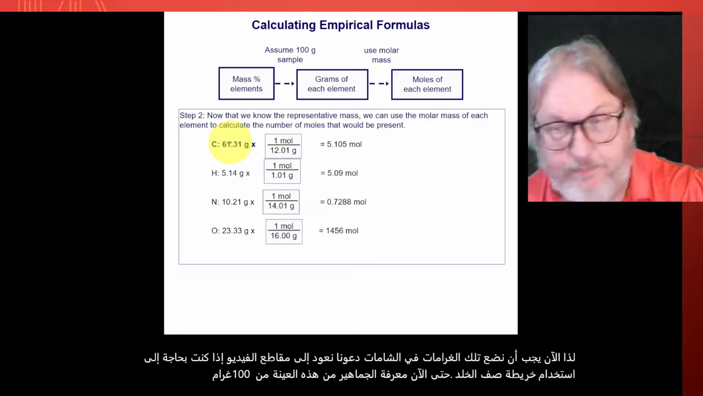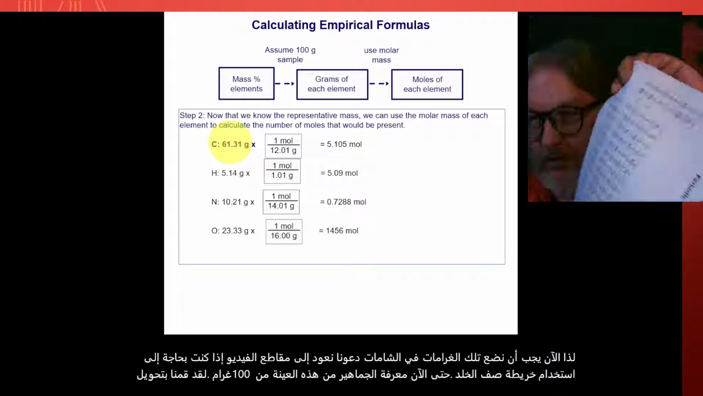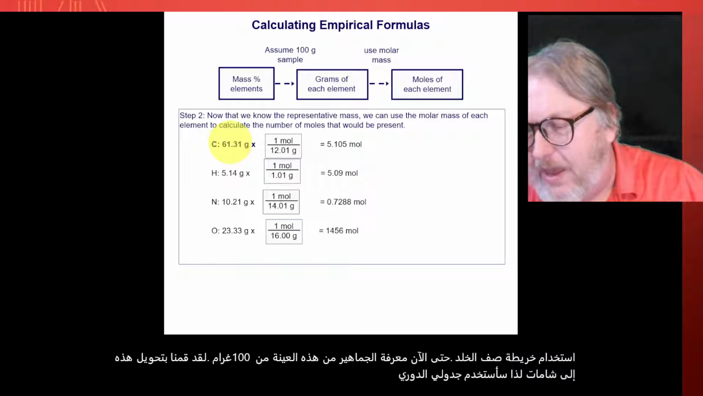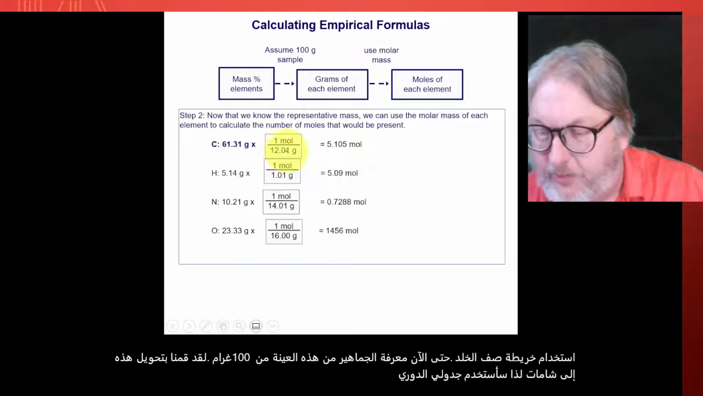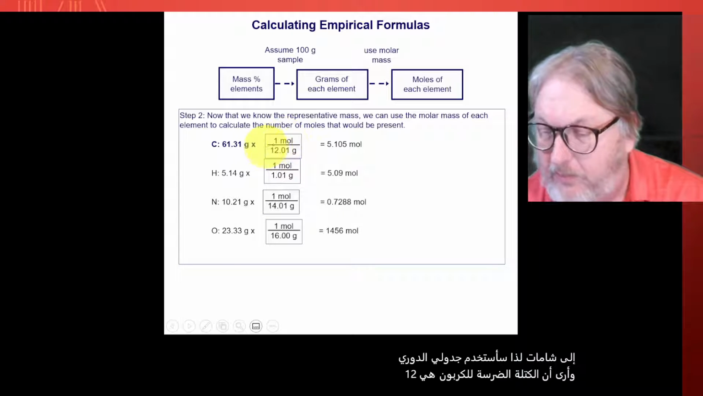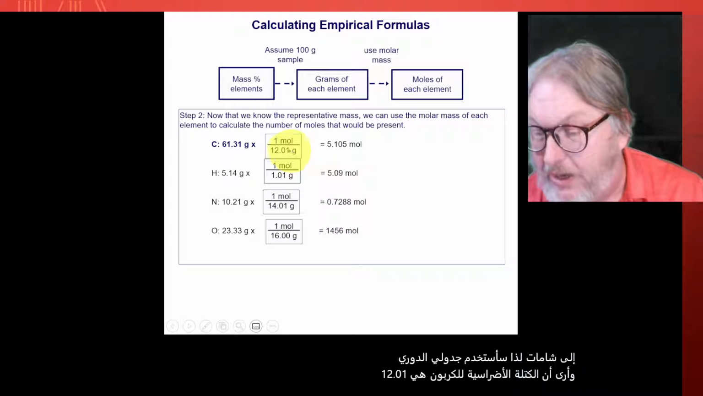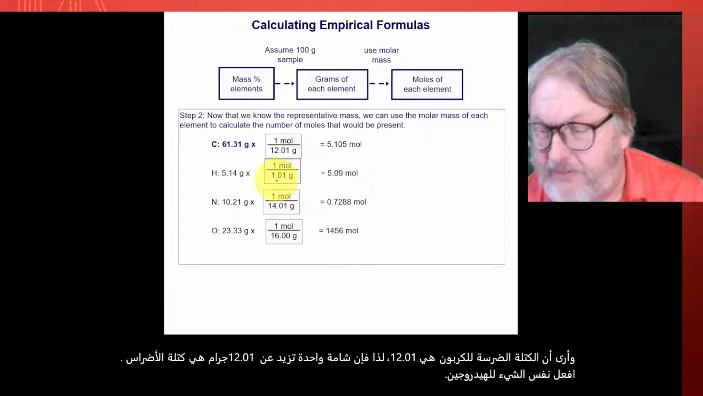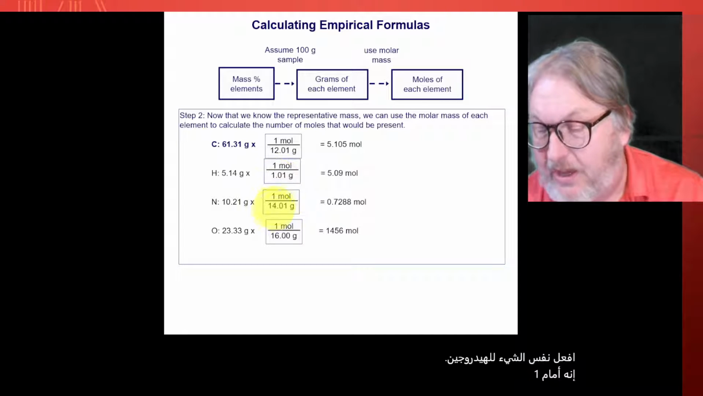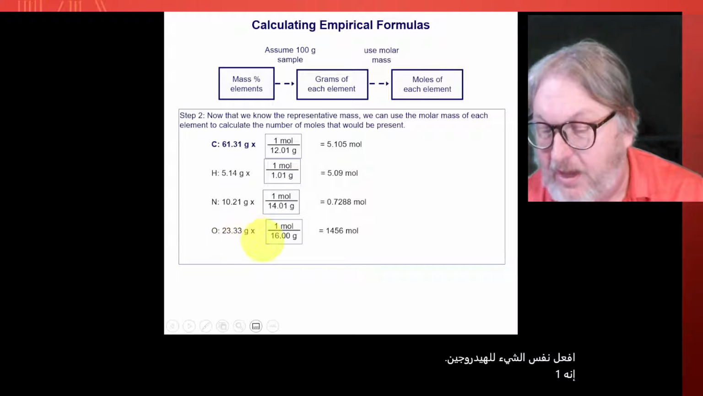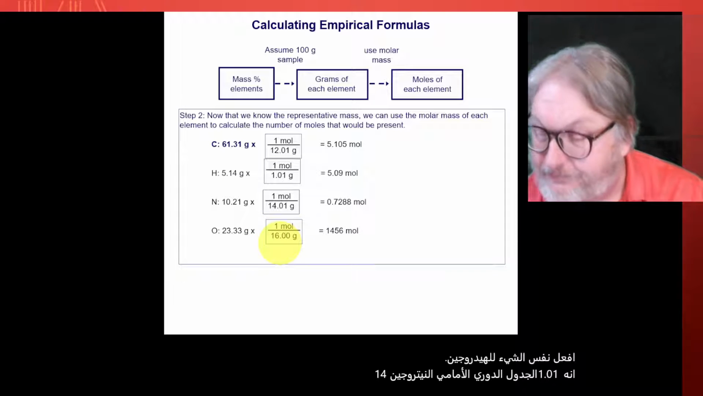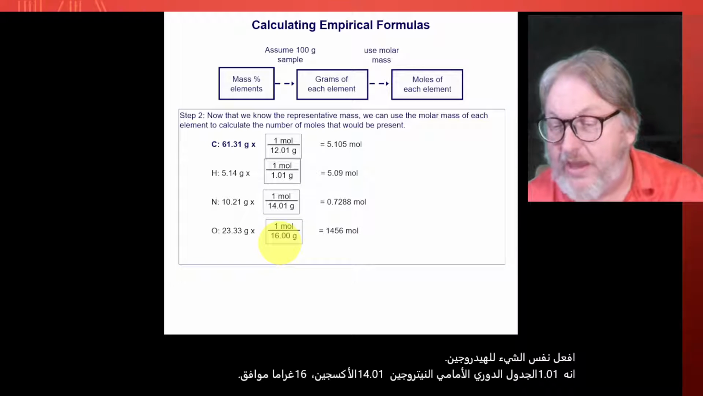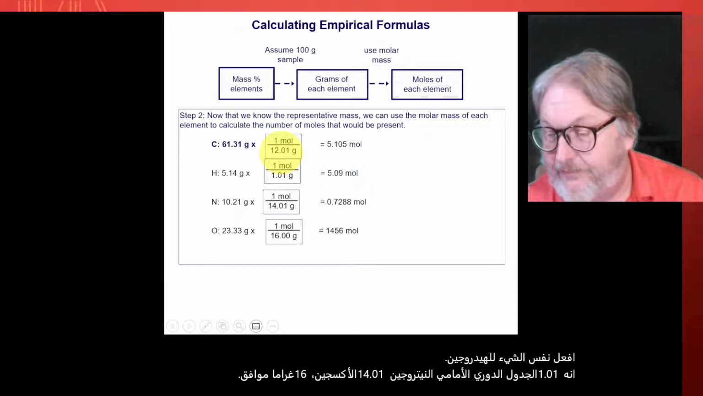So I'll use my periodic table, and I see that the molar mass of carbon is 12.01. So 1 mole over 12.01 grams is the molar mass. I do the same thing for hydrogen. I use 1.01 from the periodic table. Nitrogen, 14.01. Oxygen, 16 grams. Okay. So now I'll start doing my math.